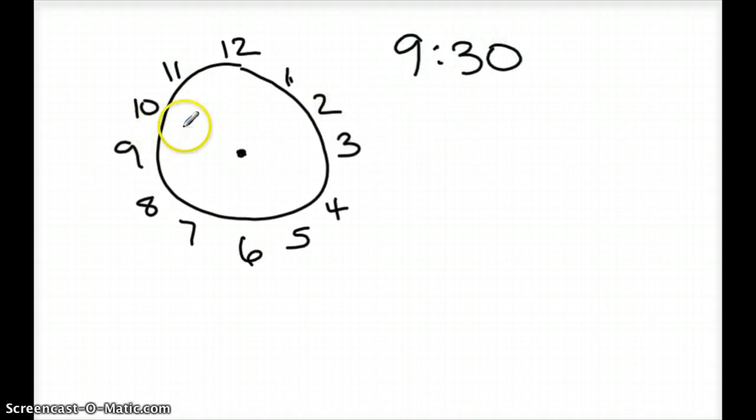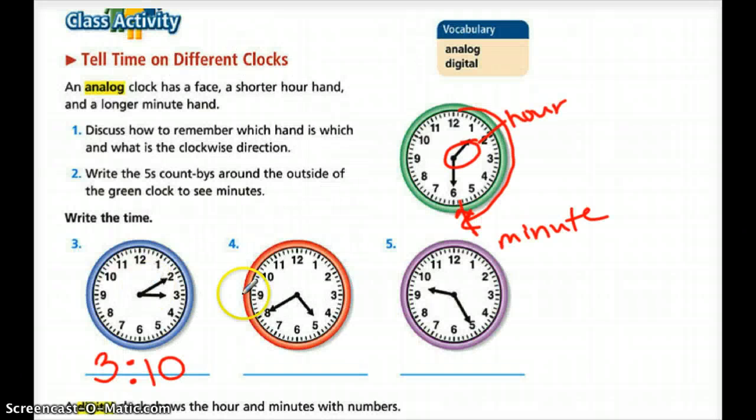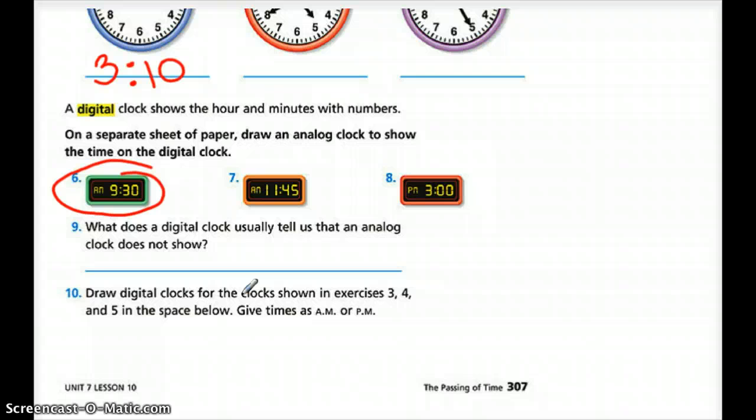So my hour hand is first, and that's the small hand. Okay, and then my minute hand has to go to 30. So 5, 10, 15, 20, 25, 30. So that goes straight down towards the 6. So that's showing 9:30. Make sure that when you draw your hands, you can tell the difference between the hour hand and the minute hand. All right, next you're going to draw the analog clocks for 11:45 and 3 o'clock.